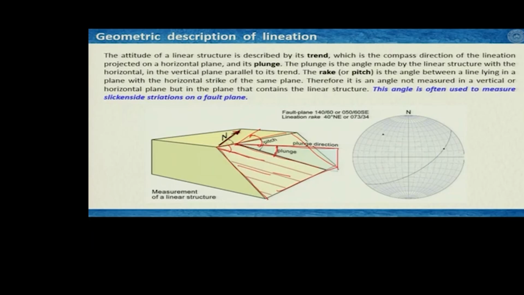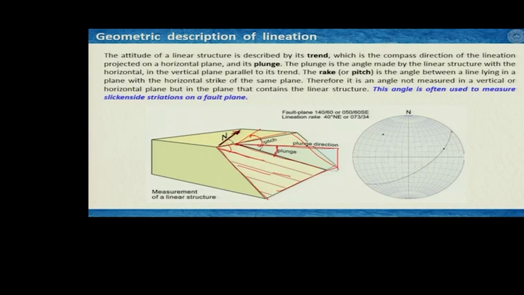pitch or rake. So, in summary, the attitude of a linear structure is described by its trend, which is the compass direction of the lineation projected on a horizontal plane, and its plunge. The plunge is the angle made by the linear structure with the horizontal in the vertical plane parallel to its trend, and the rake or pitch is the angle between a line lying on a plane and the horizontal strike of the same plane. Therefore, it is an angle that you do not measure on the vertical or horizontal plane, but on the plane that contains the linear feature.